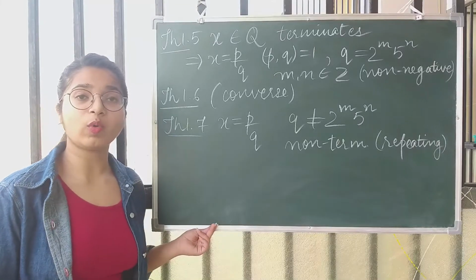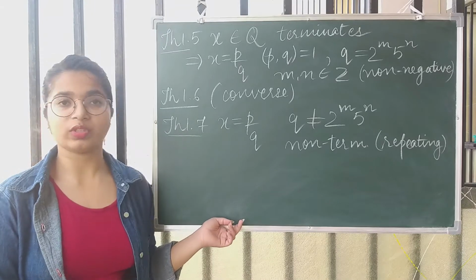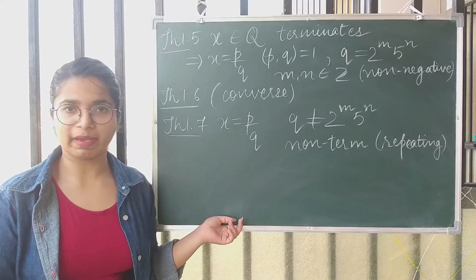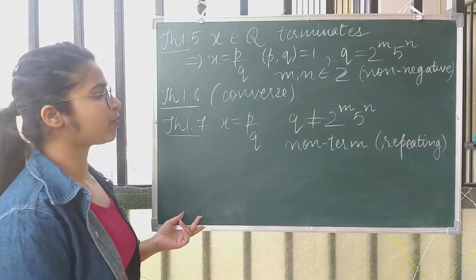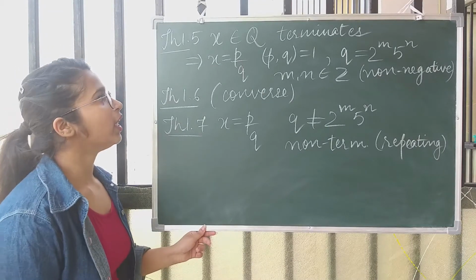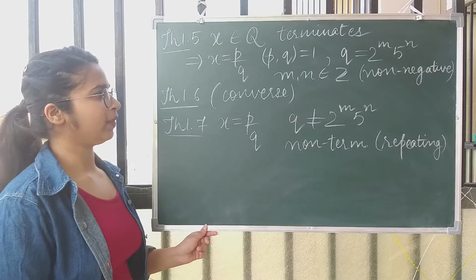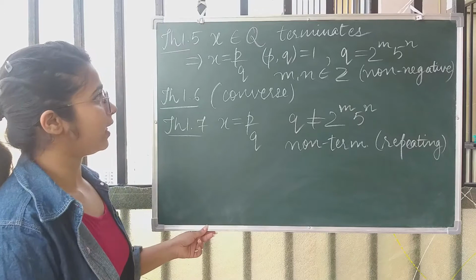So we now move on to the last topic of your chapter, which is related to the rational numbers and their decimal expansion. Now there are three theorems in this section: theorem 1.5, 1.6 and 1.7. 1.5 and 1.6 are basically converses of each other. Let me just explain to you what they say.